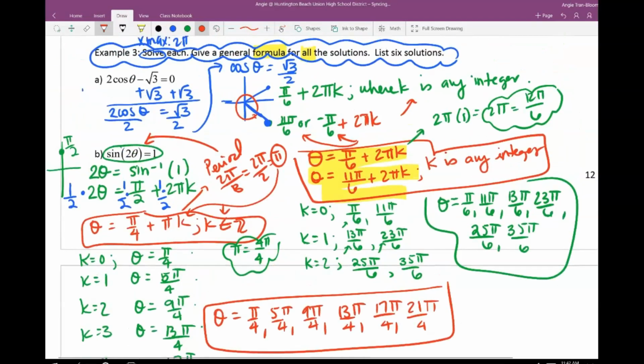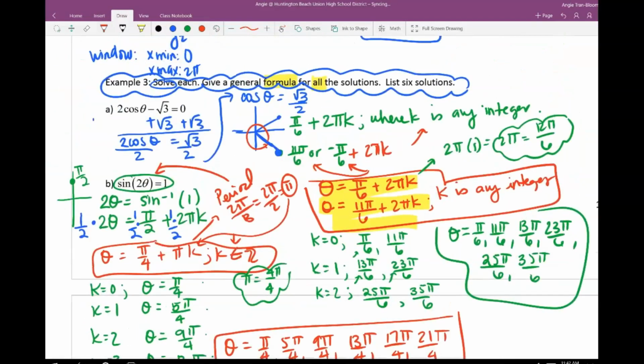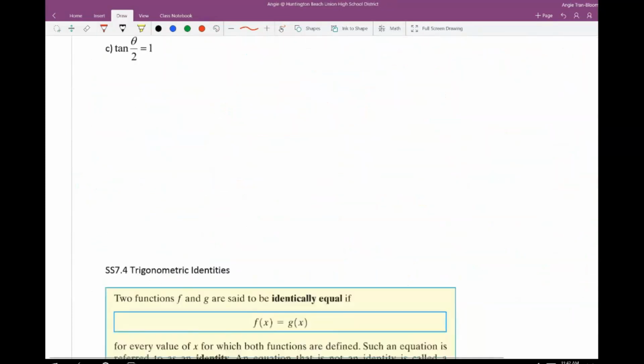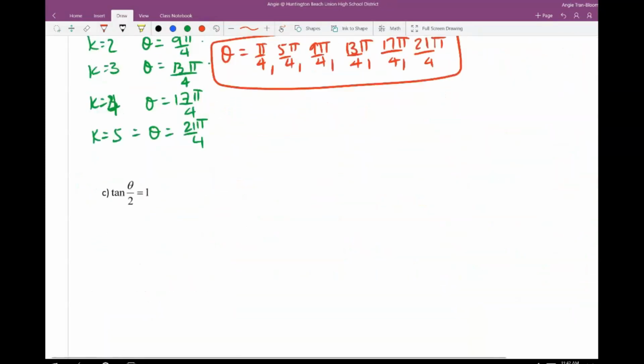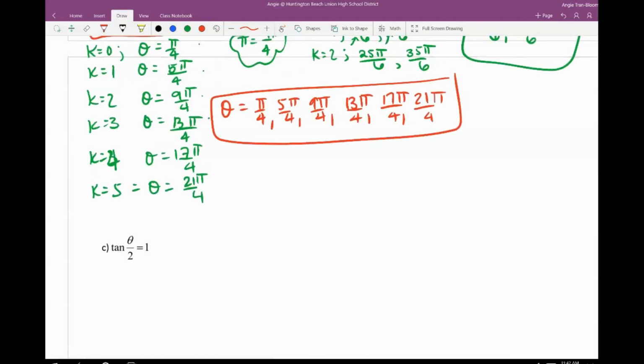Okay, so let's see. We did 2 problems already. One was involving cosine, one was involving sine, and now we're on the last one, which is tangent, okay? And if at any time you feel like this video is going too fast, rewind, pause. That's the beautiful thing about videos. Okay, last one. Let's do it.